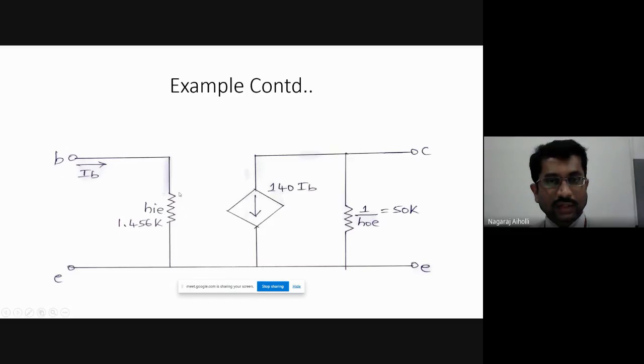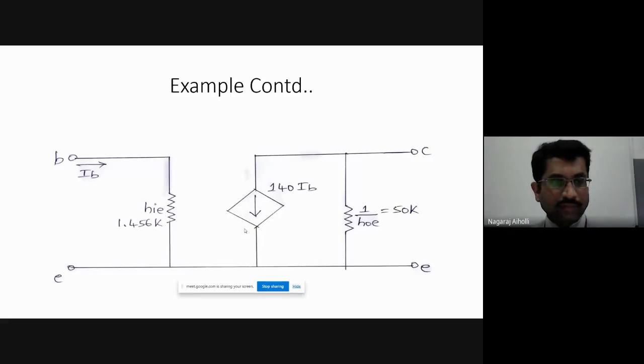Next, draw the common emitter hybrid equivalent circuit. Here it is hie. We have found the value of hie, 1.456 kilo ohm. Then beta IB, that is hfe IB, 140 into IB. Then R naught, which we found as 1 upon hoe, that is 50 kilo ohms, in parallel with the controlled current source at the output. So this is the common emitter hybrid equivalent circuit.